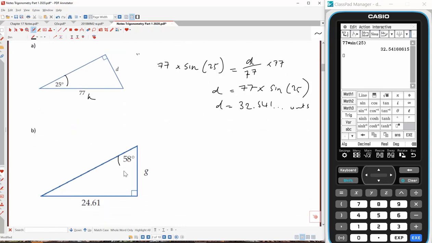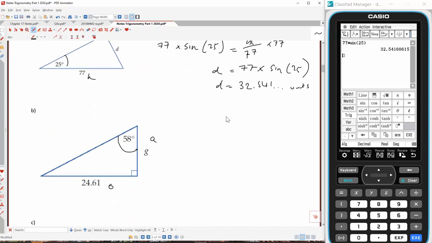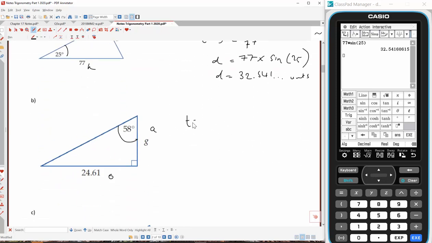So what we've got is an angle. We've got this side here, which is a shorter side, and this side here, which is a shorter side. So we'll call this one the opposite, and this one here the adjacent. So this is going to involve O and A, and that's the tan ratio. So let's write out what we know, which is the tan of 58 is equal to the opposite, which is 24.61 over the adjacent, which is G.